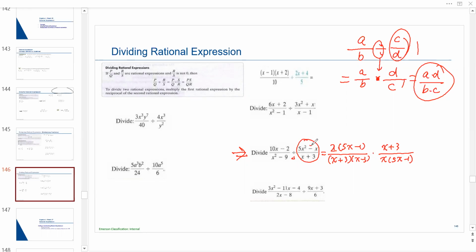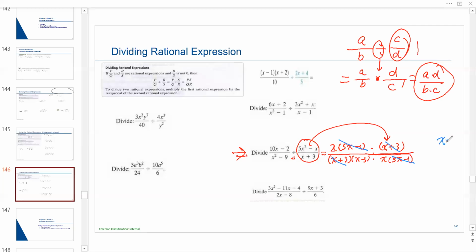Did you see this one became reversed? Reverse then. x plus 3 became the top. This one became the denominator. And then we can just multiply them. We link them together, right? And then we do the factoring. 5x minus 1, 5x minus 1, x plus 3, x plus 3.